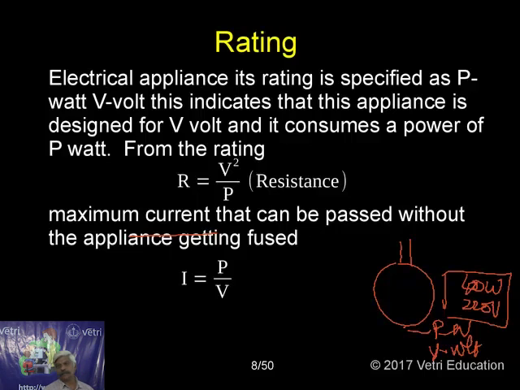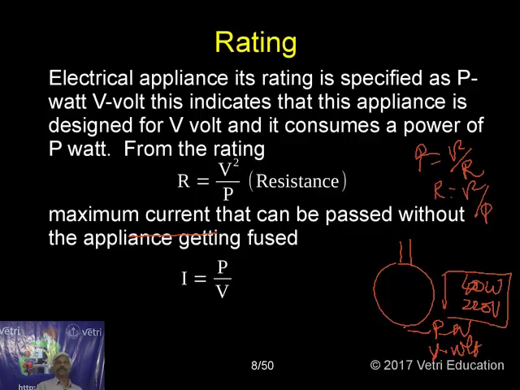A 40 watt bulb glowing continuously for 10 hours consumes 400 watt-hours, which is less than half a unit. Like that we have to calculate. So from the rating, the resistance can be calculated, because power is V squared by R, or R is equal to V squared by P. That is the formula I have given. We also find the maximum current that can be passed without the appliance getting fused.